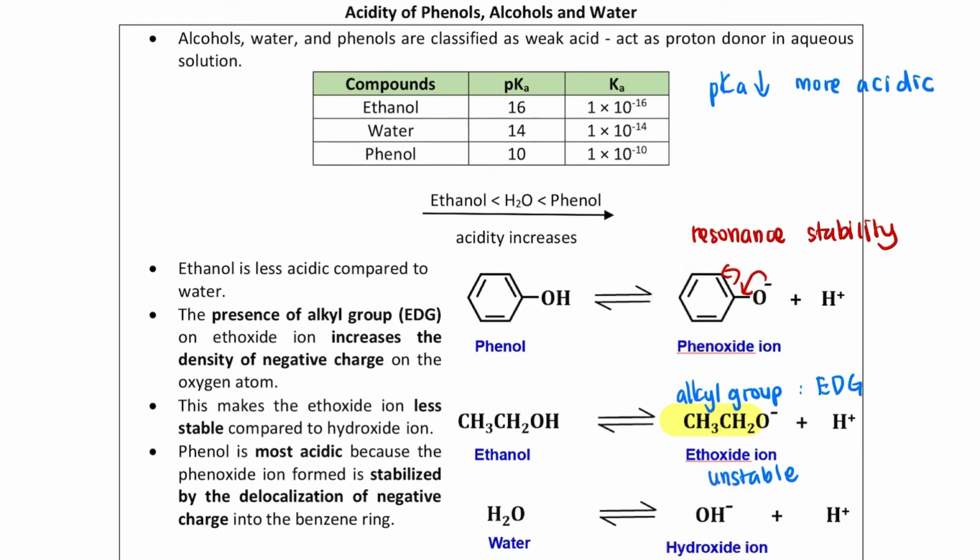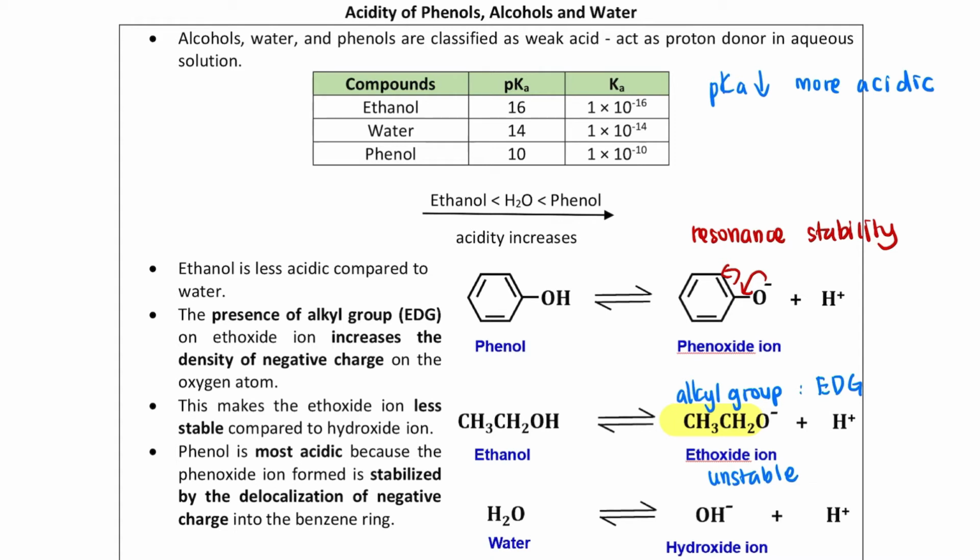Hydroxide ion tak boleh, kita tak boleh nak delocalize this negative charge. Dia terkumpul dekat sini. Kalau this negative charge, dia boleh delocalize, so boleh gerak-gerak-gerak. So, itulah yang menyebabkan phenoxide ion ni lebih stable. So, bila phenoxide ion stable, so maksudnya phenol is more acidic than water. Okay. Right. So, hopefully you can grab the concept there.